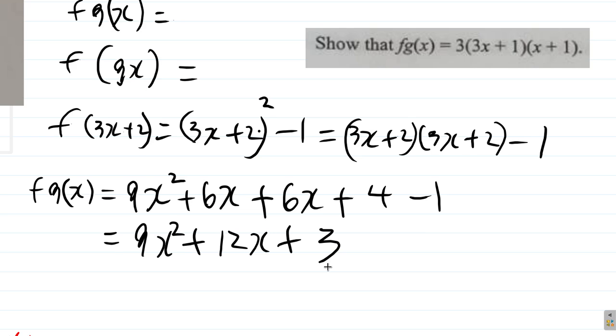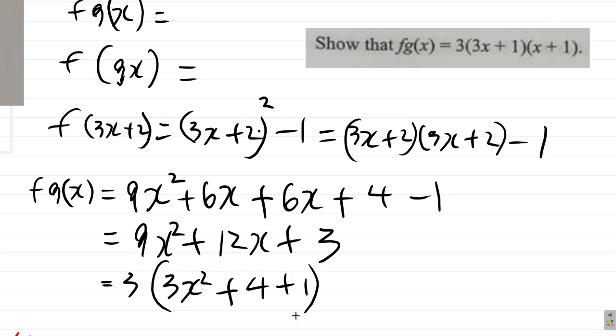Now, you see this 3 business here. If we factor it out, let me see. If we take the 3 outside the bracket, we'd have this 3 here. So let's put 3 outside the bracket. Inside the bracket, you have 3 into 9 goes 3 x squared, plus 3 into 12 is 4, plus 1.